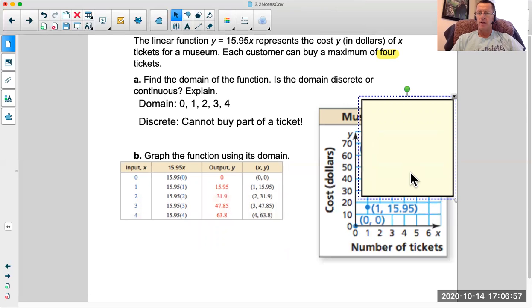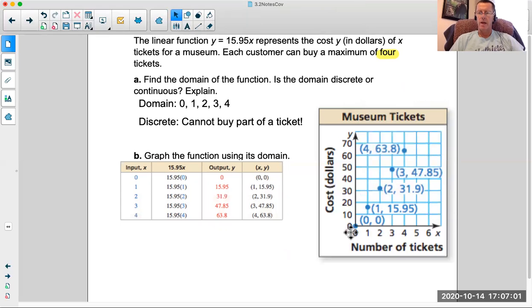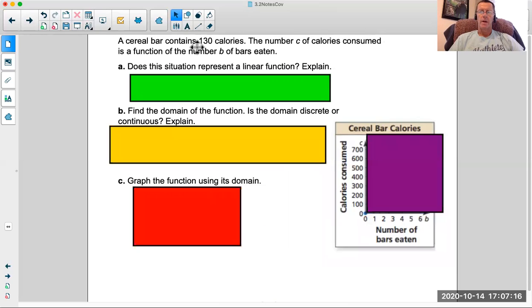What should the graph look like? What do you think is going to happen with the points? Yeah, they're going to line up. For every ticket you buy, for every time you increase the input by 1, how much is the output increasing by? 15.95. So it's going to be linear. Okay, cool. All right, so here we go.